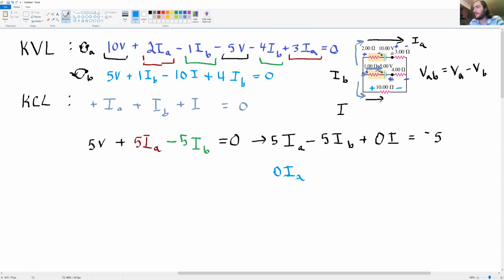My mouse seems to be giving me some trouble again. And then IB comes next. So we have 1IB and 4IB is 5IB, plus 5IB. And then we have minus 10I. And this will be equal to, again, minus 5, because I'm subtracting the 5 volts to the other side.